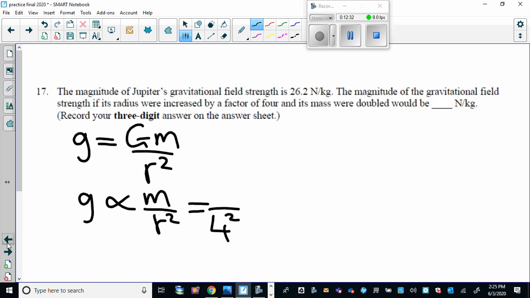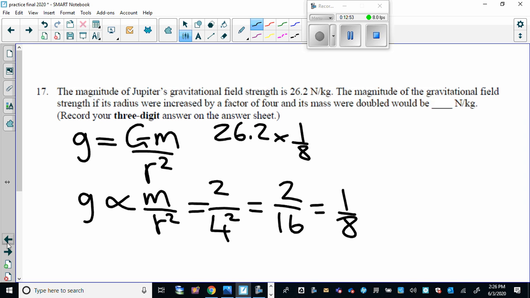So in this case, it says the radius were increased by a factor of 4, so we're just going to put a 4 squared down there, and the mass were doubled, so we're going to put a 2 there. And we get that. So in other words, the gravitational field strength is going to change by a factor of 1/8. And then we can just take our 26.2, multiply it by 1/8 and get the new gravitational field strength of 3.28. Yeah, pretty straightforward.